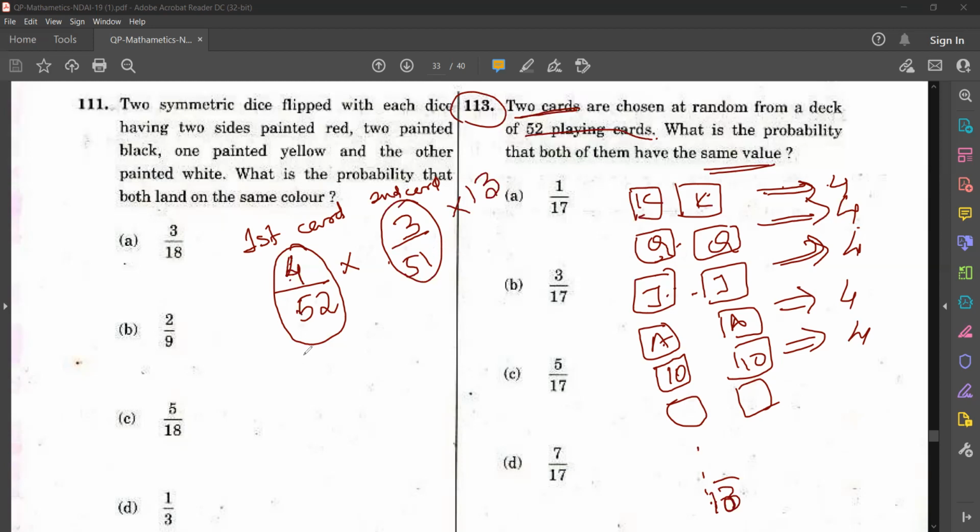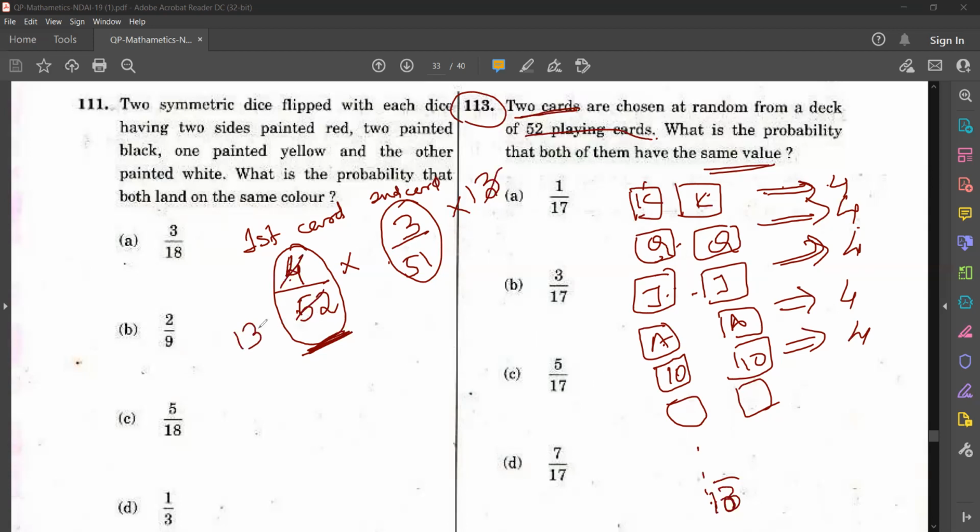Understood? So what is this 4 by 52? 4 by 52 means the probability of the same kind of cards. King is one kind of card, no? So 4 by 52. Now the second also the same king, I'm just giving the example of king. That is also the same category, so that is 3 by 51. Now how many types of cards are there? We have 13 types of cards, isn't it? 13 types of cards in each category. So, into 13. Now just simplify this.